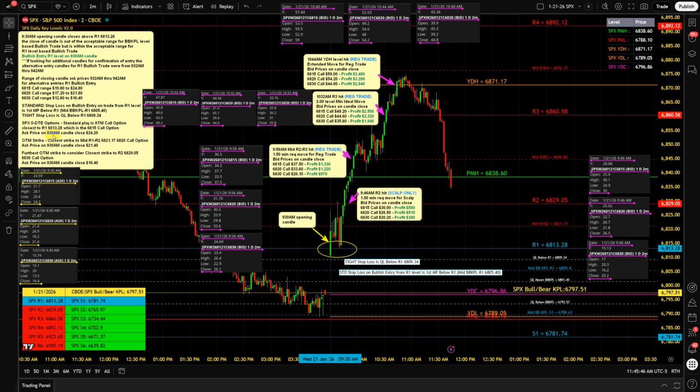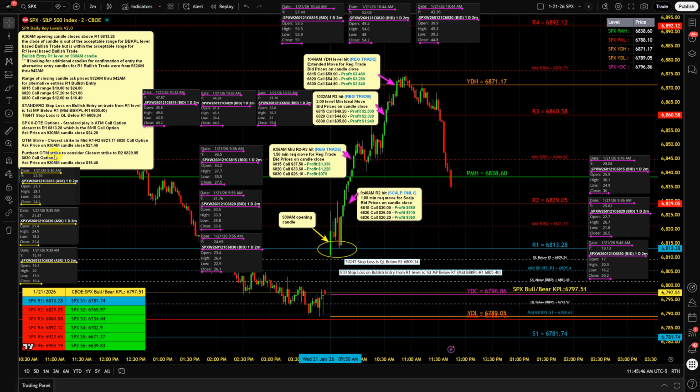Now we have the ask price on the 9:30 a.m. candle close is 24.20. The next, as I mentioned, there are 3 strikes total. So how do you figure out the next 2 strikes? Well, the next 2 strikes are going to be out of the money strikes.